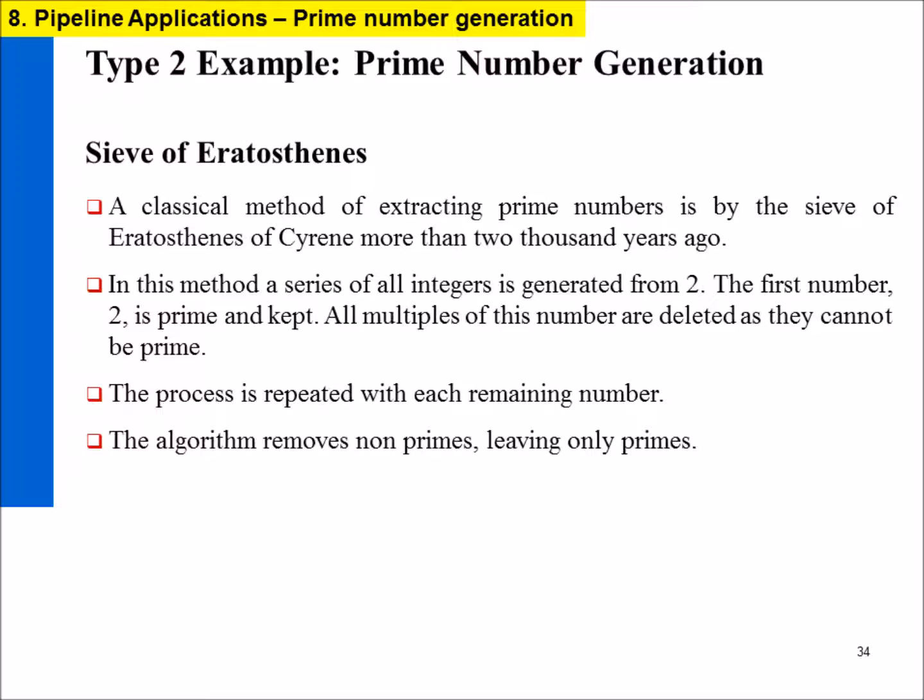A classical method of extracting prime numbers is the Sieve of Eratosthenes, described by Eratosthenes of Cyrene more than 2,000 years ago. In this method, a series of all integers is generated from 2. The first number, 2, is prime and is kept. All multiples of this number are deleted because they cannot be prime. The process is repeated with each remaining number. The algorithm removes non-primes, leaving only primes.